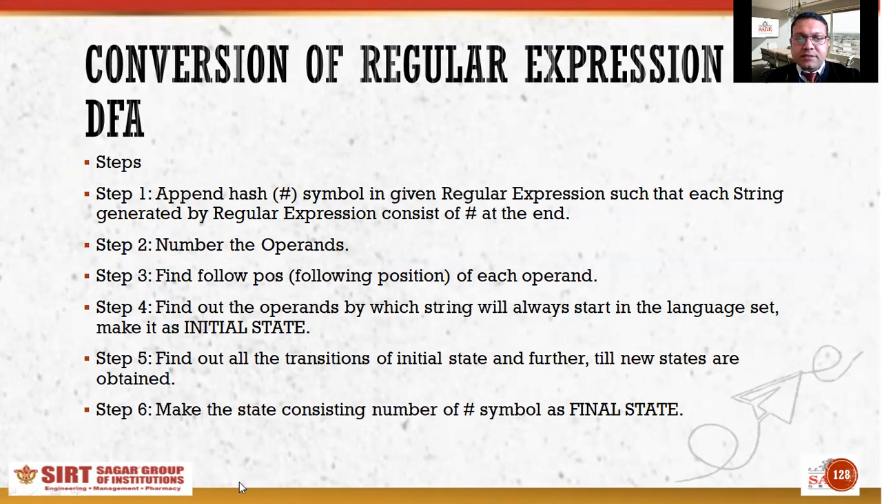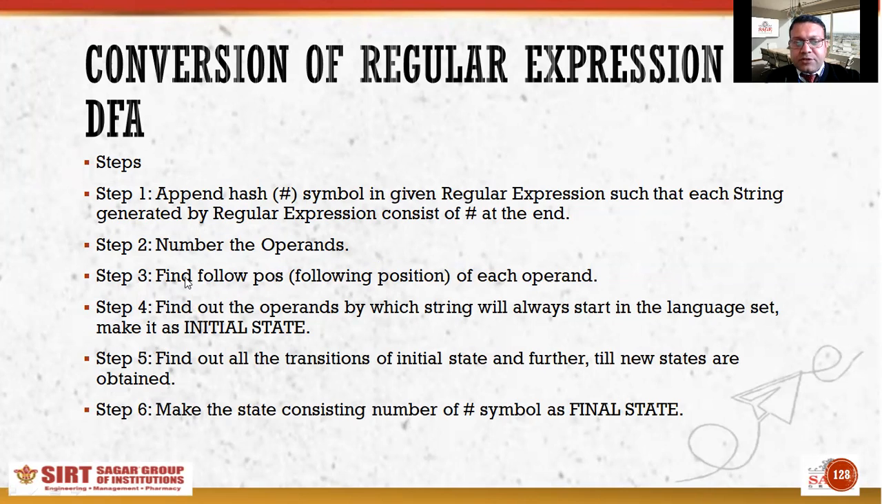Then in the second step, what you have to do? In the second step, you have to number the operands along with the hash. Hash will also be considered an operand. Now you have to number the operands from left to right, from 1 to however many operands you have.